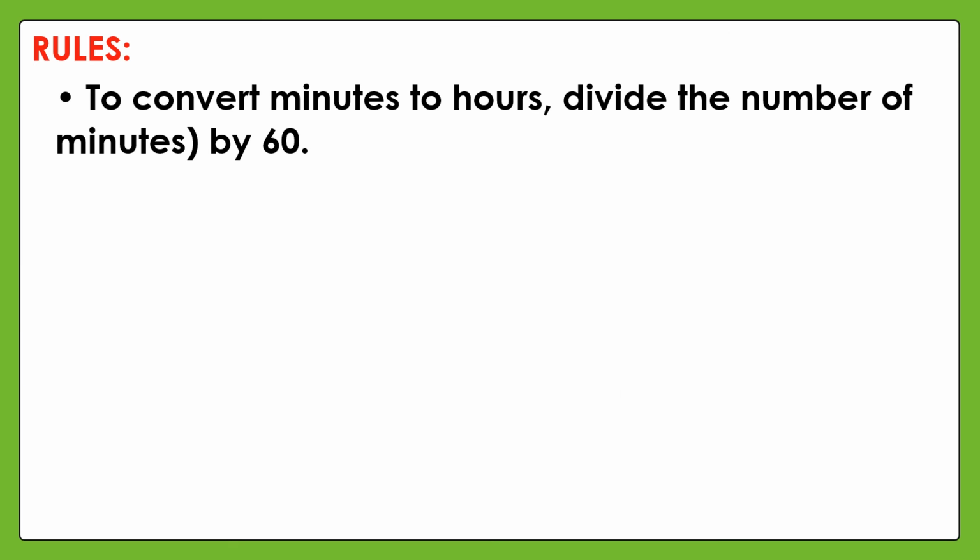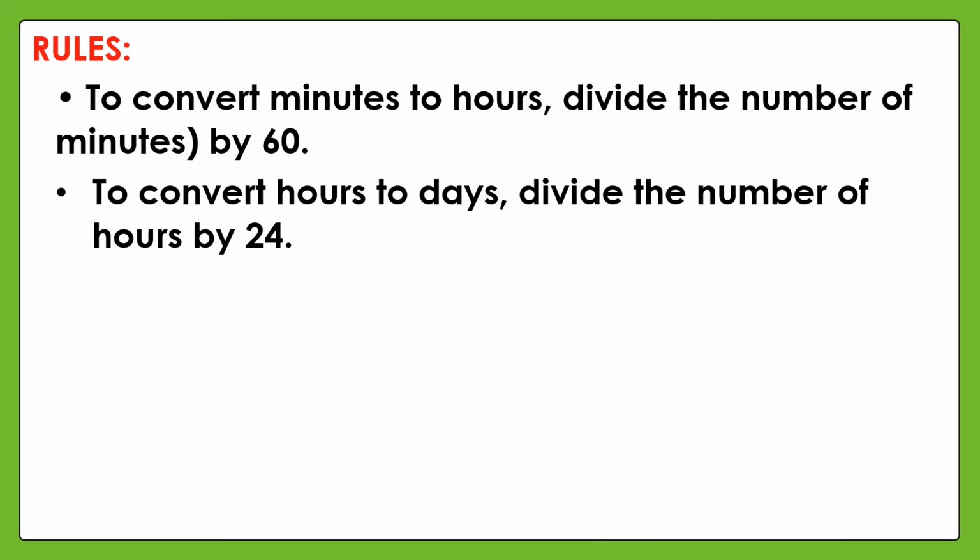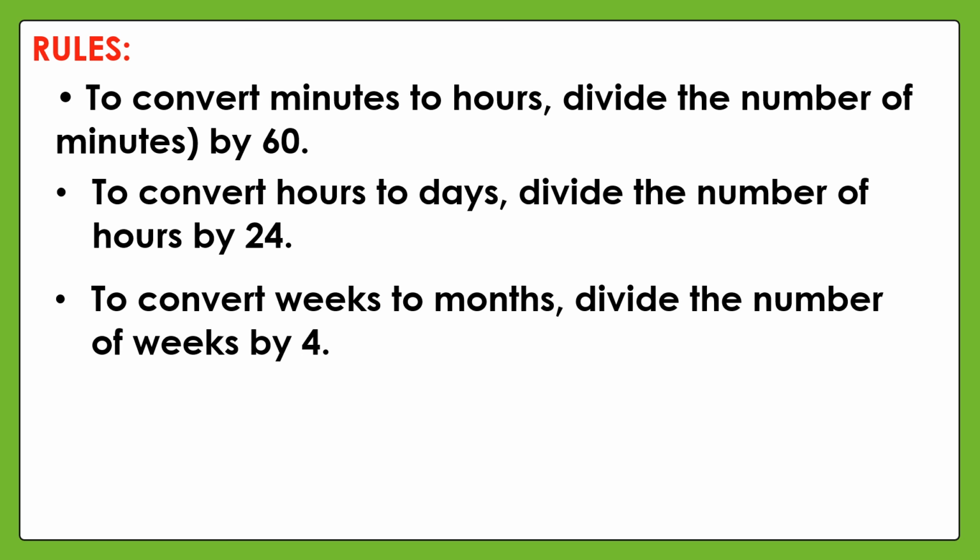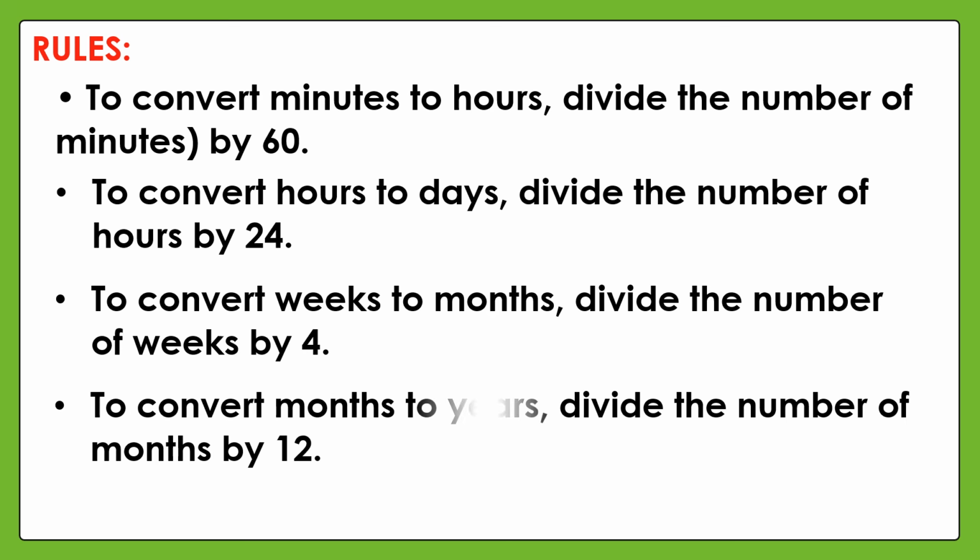The rules? First, to convert minutes to hours, divide the number of minutes by 60. Second, to convert hours to days, divide the number of hours by 24. Third, to convert weeks to months, divide the number of weeks by 4. And fourth, to convert months to years, divide the number of months by 12.